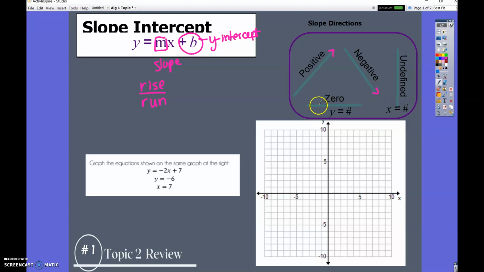A zero slope is a flat line, and we recognize these equations as y equals a number. An undefined slope is a vertical line. We represent these equations as x equals a number. Go ahead and give problem 1 a try.